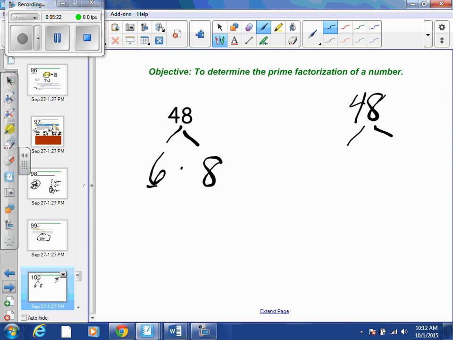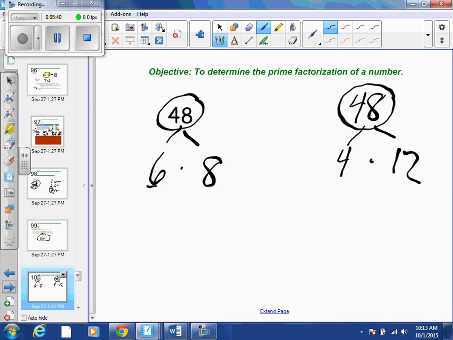I heard somebody else say 12 and 4. Smallest number on this side. All right? These are two separate factor trees. I just want you to show that we can do it with any factor pair besides 1 and 48. So these are two separate factor trees for the number 48. They are both correct. You can do it either way.